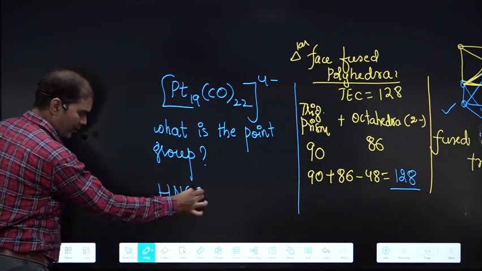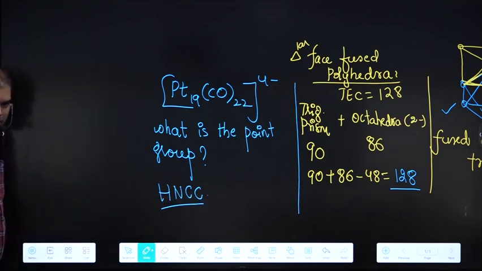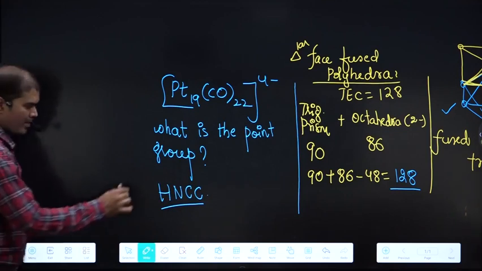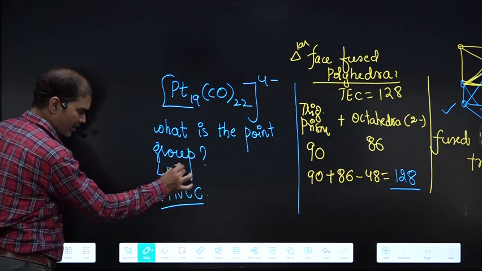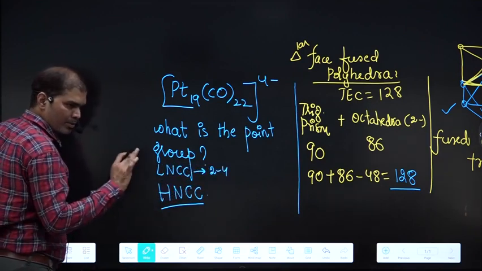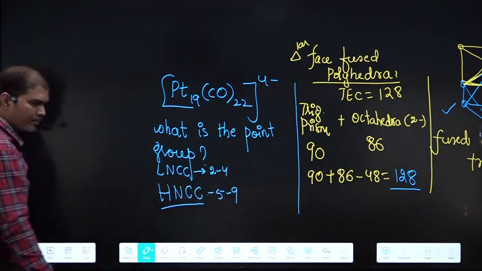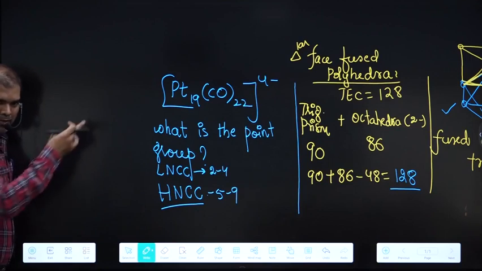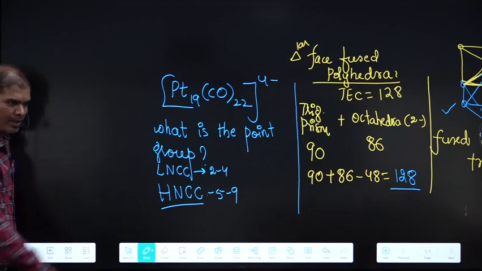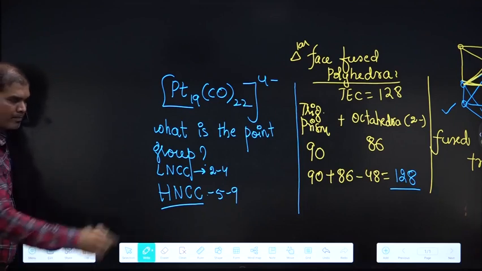In the beginning, if you remember, we classified the clusters into two types: one is called LNCC, another is called HNCC. For LNCC, what are the metals? It is mostly from 2 to 4. For HNCC, mostly it is 5 to 9. But even for 9, there is a wrong. This is 19. Can you predict?